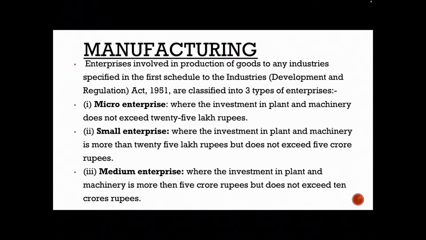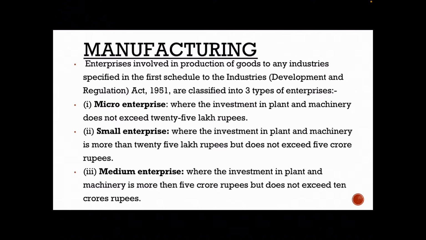Now, manufacturing. Enterprises involved in production of goods to any industry specified in the first schedule to the Industries Development and Regulation Act 1951 are classified into three types of enterprises. What this basically means is, according to the Industries Development and Regulation Act 1951, manufacturing enterprises are divided into three types. The measure to classify these enterprises is how much they invest in plant and machinery, exactly the same measure we talked about earlier.